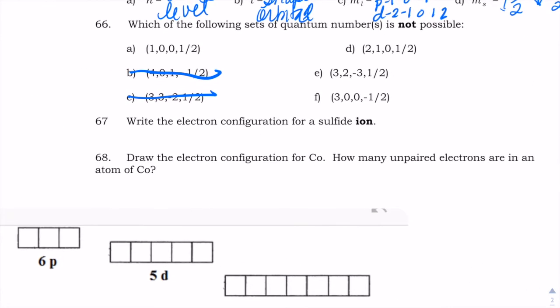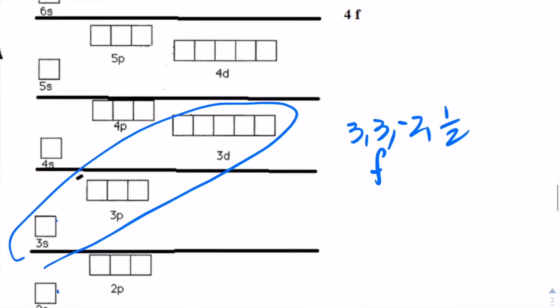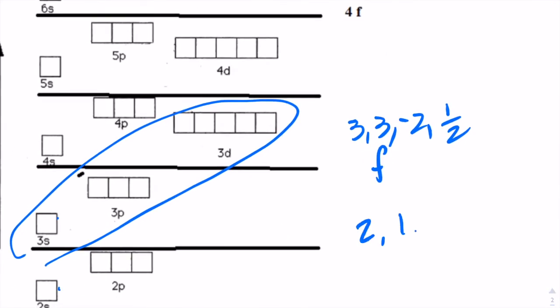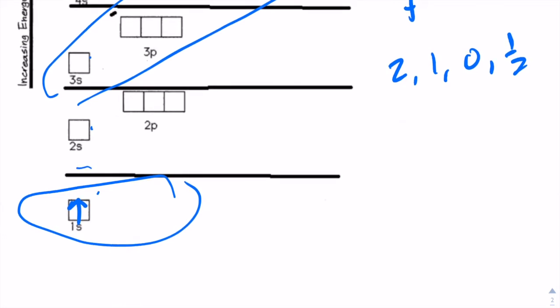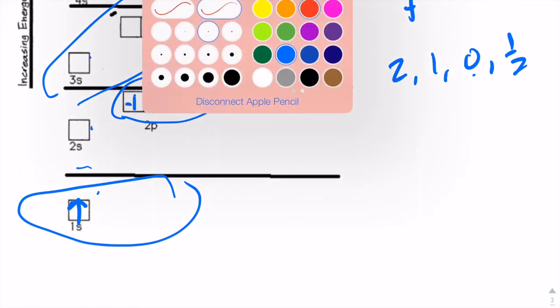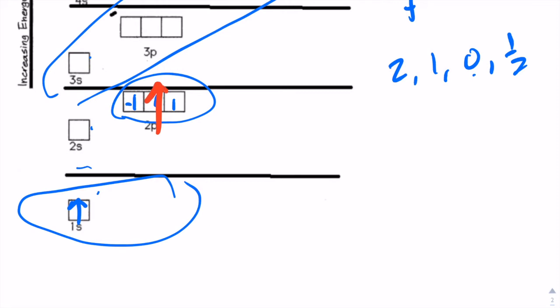The next one, 2, 1, 0, +1/2. We'll start in the second level. L equals 0 is S, L equals 1 is P, so it's one of these rooms. And we would have -1, 0, 1. So our electron would fit right here.